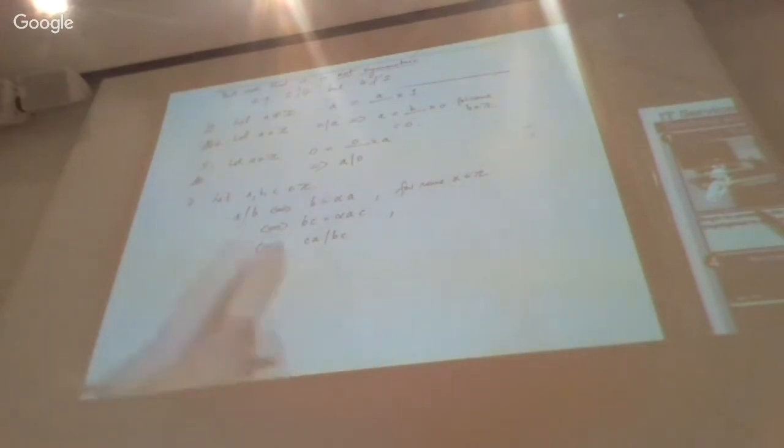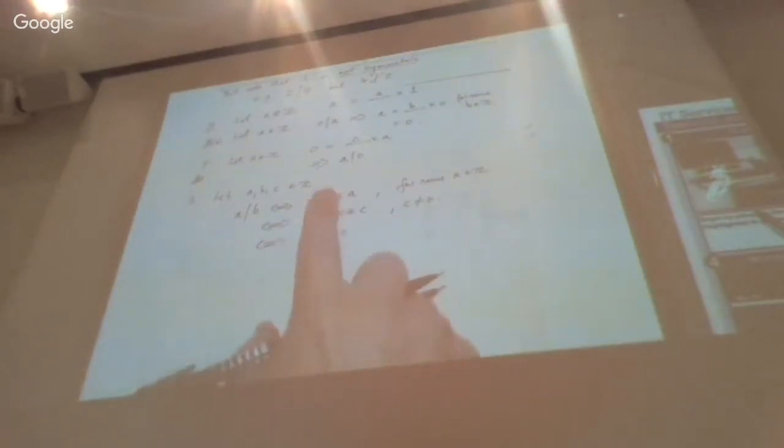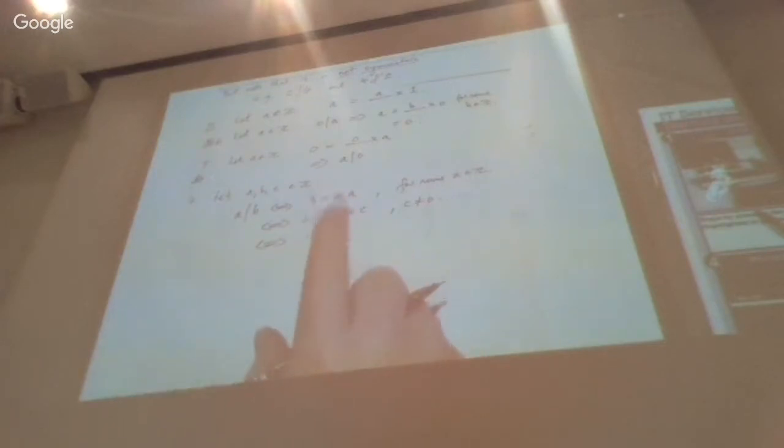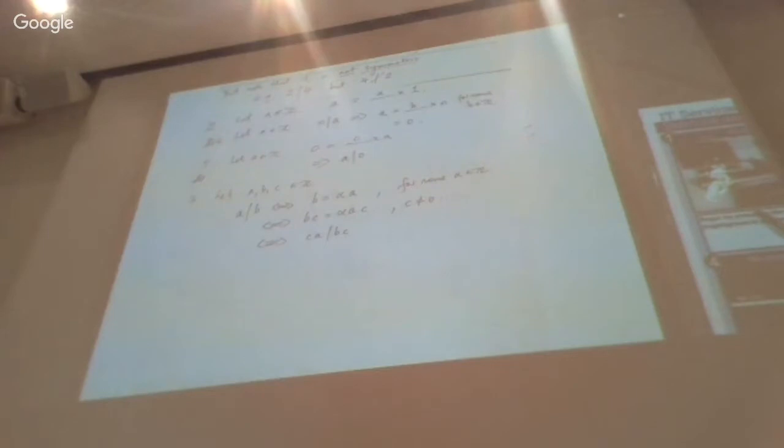So we can go back and forth with introducing or cancelling factors from either side of the divisibility relation, with the one proviso that, of course, C must be non-zero, because for the middle line to imply the one above it, C must be non-zero. If C was 0, you couldn't cancel it from both sides, because you can't divide by 0.